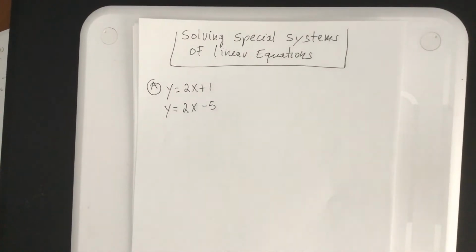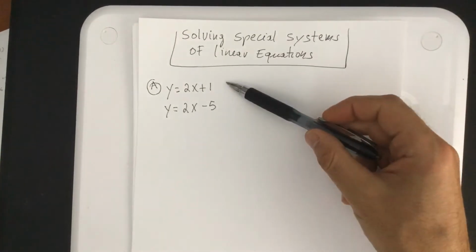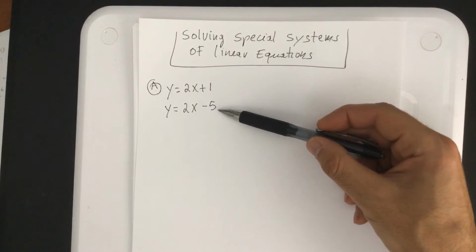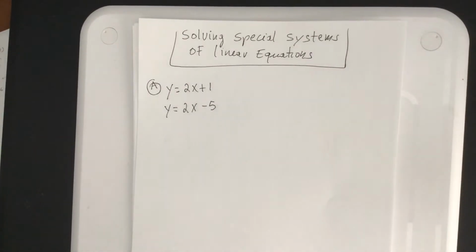All right, so we're going to be talking about solving special systems of linear equations today. And before I start doing an example, I want you guys to try to solve this system over here, y equals 2x plus 1 and y equals 2x minus 5, using any method. You can use graphing, or you can use substitution, elimination, whatever it takes, okay? Just use what we learned, see if you're able to do it, and see what happens, okay?